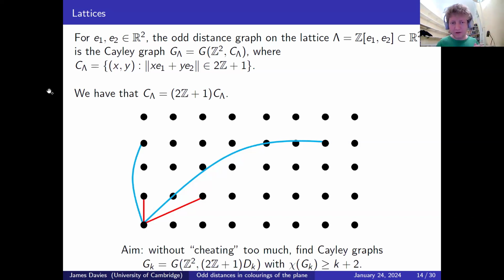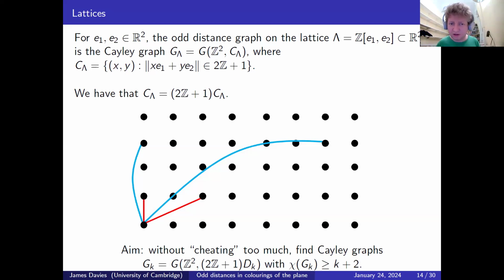So I want to not worry too much about being an odd distance graph for a bit, and instead try and think about how I can construct a Cayley graph with this kind of property of large chromatic number. So I want to take for granted that I can always add odd multiples to my generating set. So my generating set will be made of some primitive set of generators d_k, and then the odd multiples. That's something I can take for granted. And I want to construct something like this with large chromatic number without cheating too much.